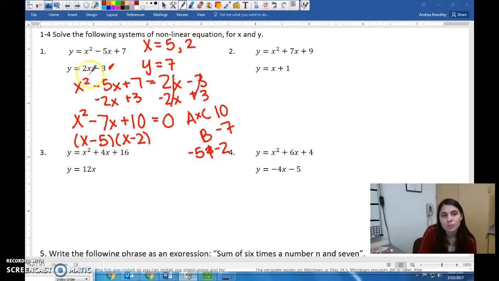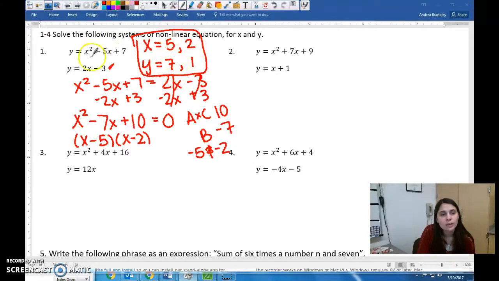And then if I plug in a 2, 2 times 2 is 4, 4 minus 3 is 1, so y is equal to 1. And the cool thing about that is I could also have plugged these into the top equation and got the same thing. So 5 squared is 25. 5 times 5 is 25, so 25 minus 25 is 0. 0 plus 7 is 7, which is what I got with the other equation.